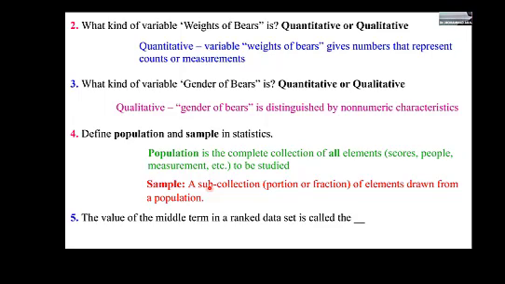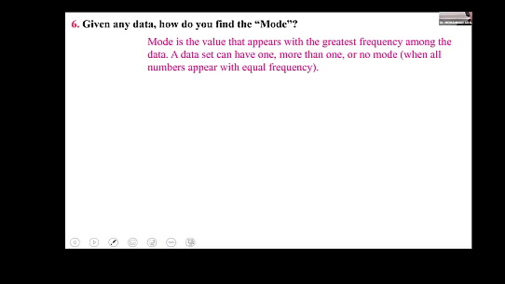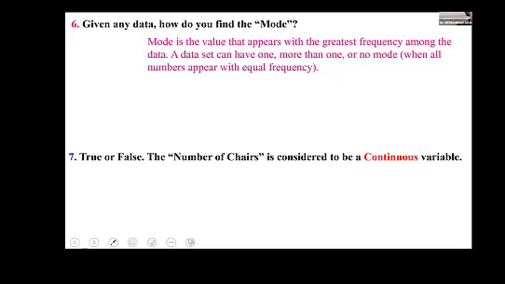The value of the middle term in a ranked data is called the median. What about mode? We want to look at the definition of a mode. Mode is the value that appears with the greatest frequency among the data. A data set can have one, more than one, or no mode. When all numbers appear with equal frequency, we don't have any modes.